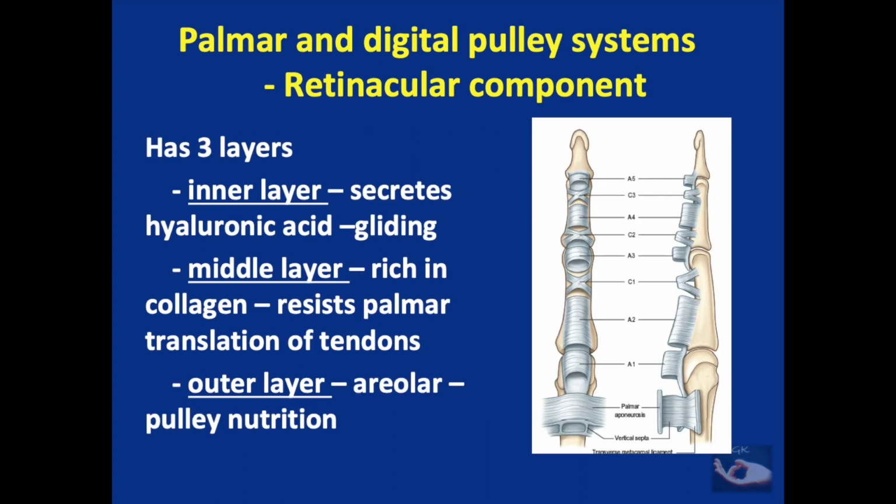When we look at the ultrastructure of these pulleys, we find that they have 3 layers. The inner layer secretes the hyaluronic acid and provides for gliding of the tendon. The middle layer is rich in collagen. It provides strength and resists palmar translation of tendons. And the outer layer is the areolar layer, which is necessary for the nutrition of the pulley.